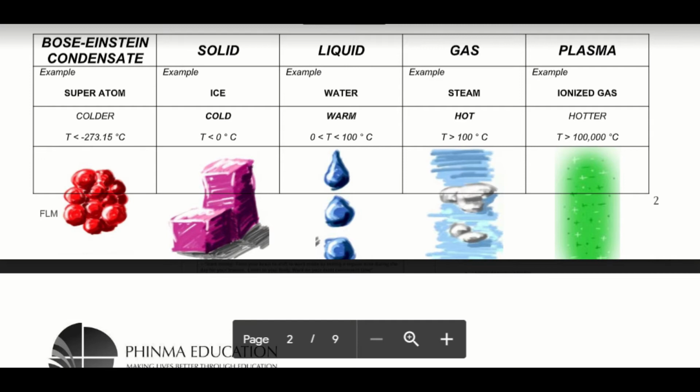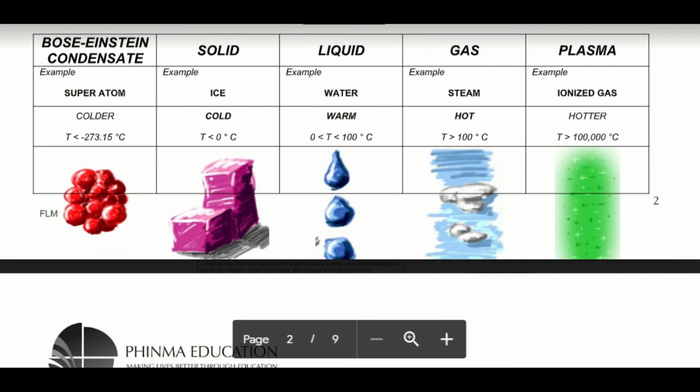Matter in the solid state maintains a fixed volume and shape, so that means they have a definite shape and volume. With component particles such as atoms, molecules, or ions, they are close together and fixed into place. Matter in the liquid state maintains a fixed volume, so their volume is definite. However, their shape varies. So that means whatever the shape of their container is, they will take the container's shape. Their particles are still close together, but they can move freely.